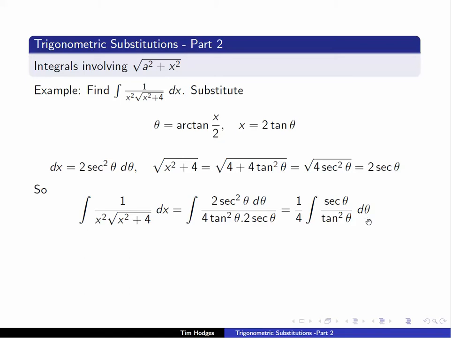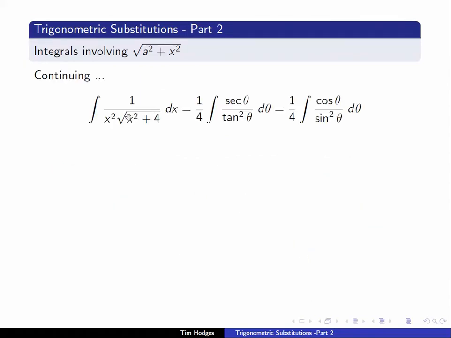Well, this is still not an easy integral to do, so let's rewrite this integrand in terms of cosine and sine. So secant theta over tan squared theta, secant is 1 over cosine theta, and tan squared theta is sine squared theta over cosine squared theta. So that's cosine theta over sine squared theta. When we multiply the top and the bottom by cosine squared, it simplifies to this. Now this is something that we can integrate with an easy substitution. Let's see how to do it.